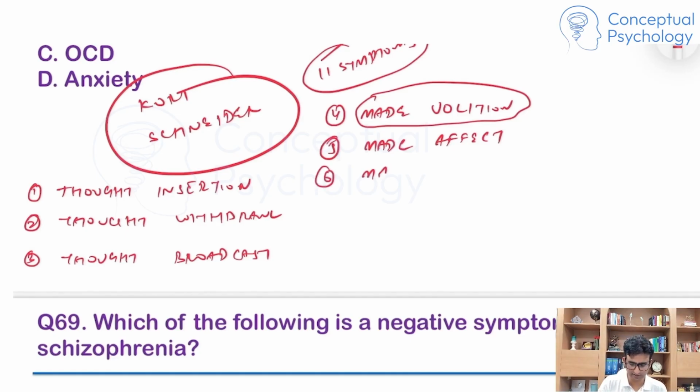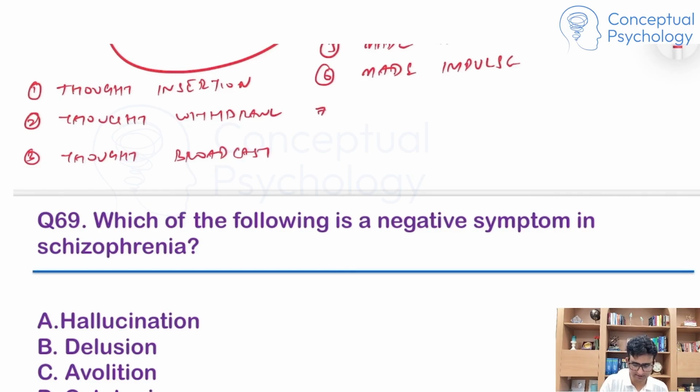And then the third made phenomenon is made impulse. The patient says, I'm getting these impulses, somebody is putting these impulses in me. The patient says, Doctor, I have a very strong urge to slap you, and it's not my urge, somebody is putting this urge in me. Stay away from me, otherwise you will get slapped.